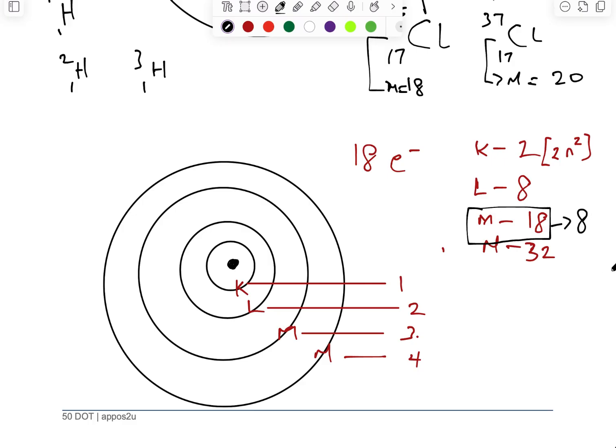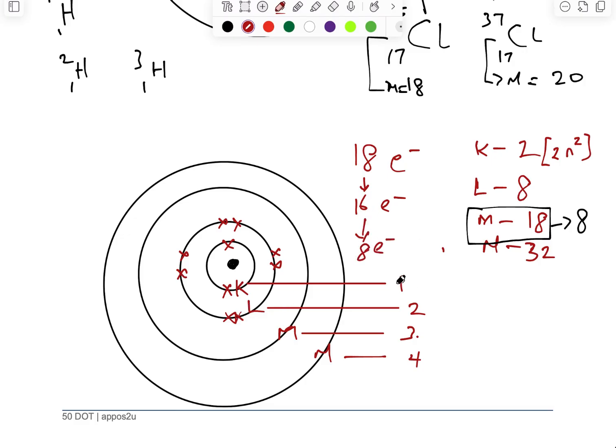So that implies that, let me fill these 18 electrons now. The K shell can only contain 2 electrons maximally, so I put 2 electrons here. After the 2 electrons, what will I have left? I will have 16 electrons left. The next shell can hold 8 electrons, so let me distribute that: 1, 2, 3, 4, 5, 6, 7, and 8. So I'm done with 8. How many electrons do I have left?